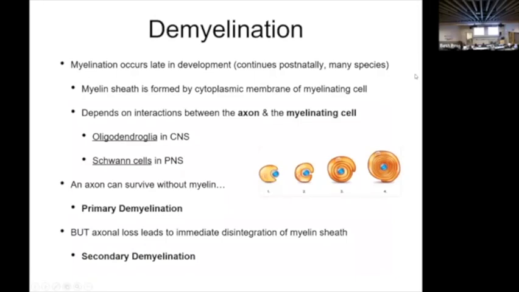All right, demyelination. So myelination occurs late in development, and in a lot of species, it continues postnatally. So demyelinating diseases are relatively common in animals. Just a quick review of how myelination happens.